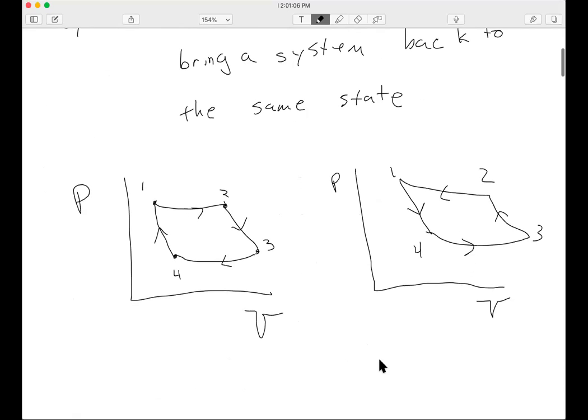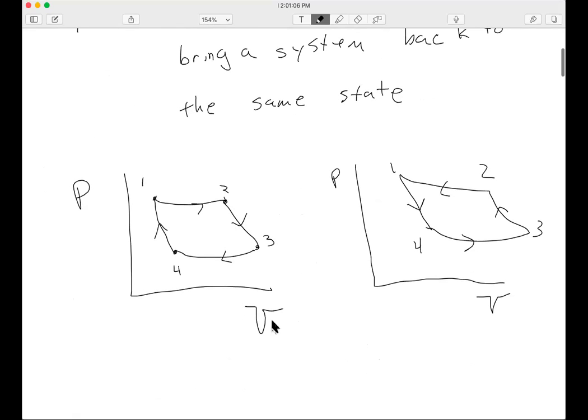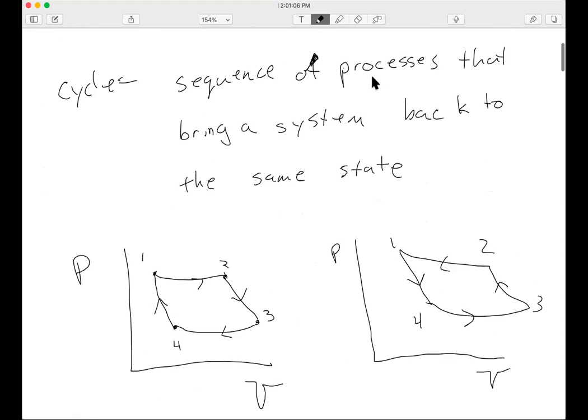Here's what I have. I have two cycles drawn here on a PV diagram. So when I say the system starts and finishes in the same state, I mean it has the same pressure, volume, temperature, color, taste, everything. So here I have a cycle which takes a system from 1 to 2 to 3 to 4 and then back to 1. Or this one goes from 1 to 4 to 3 to 2 and back to 1. These are two cycles. The difference is the way we sequence through them.